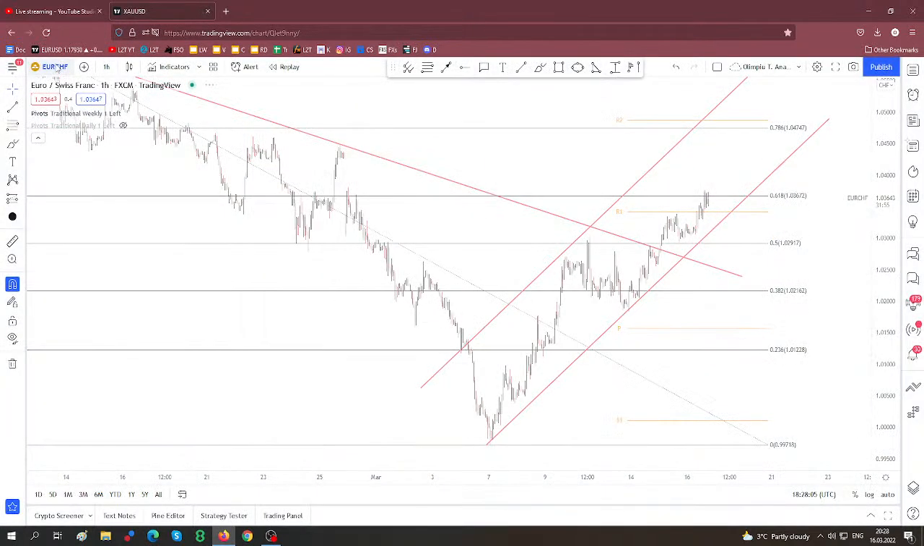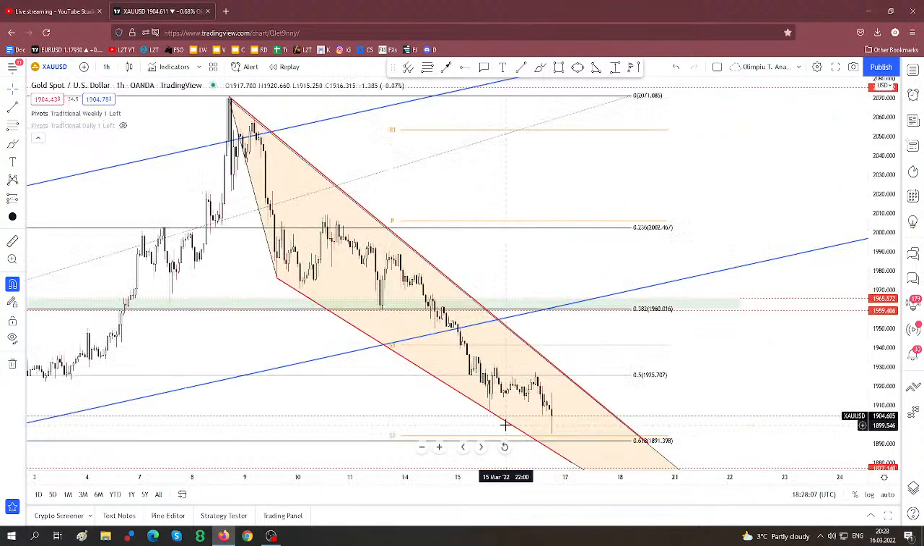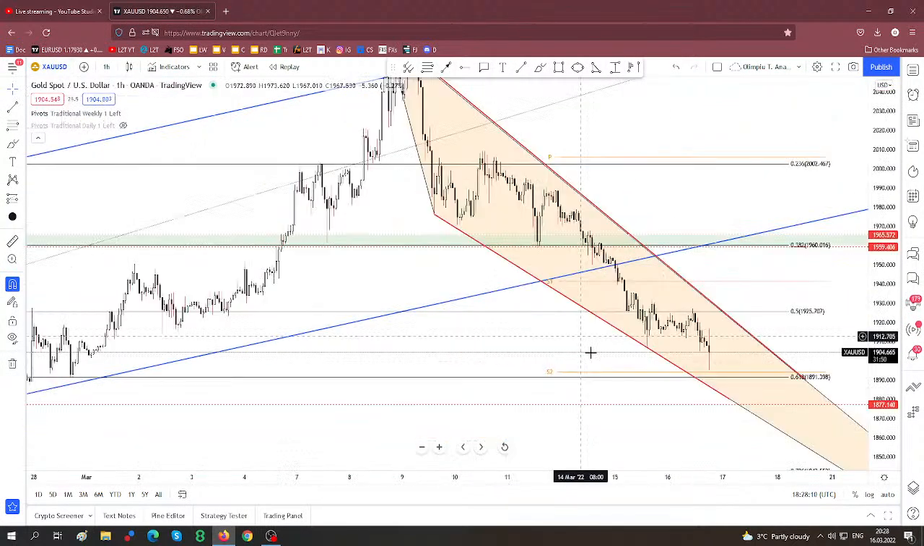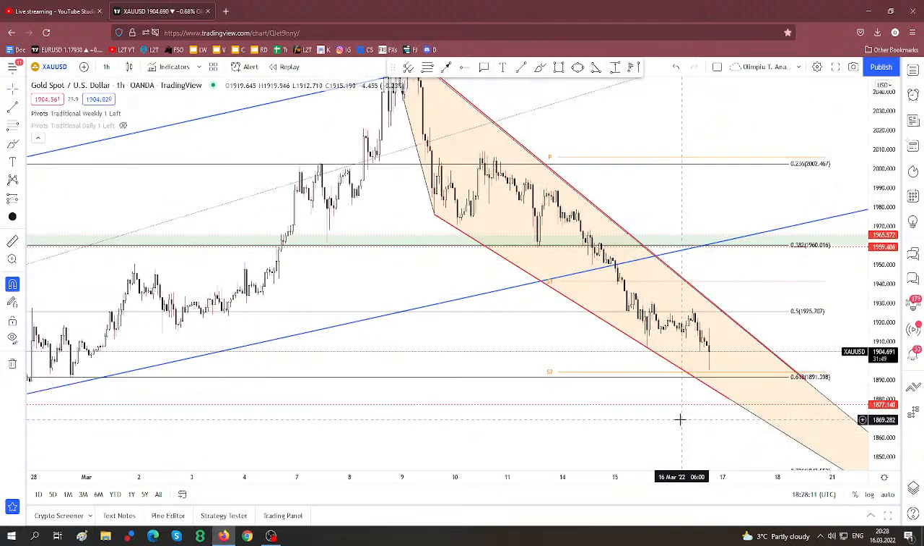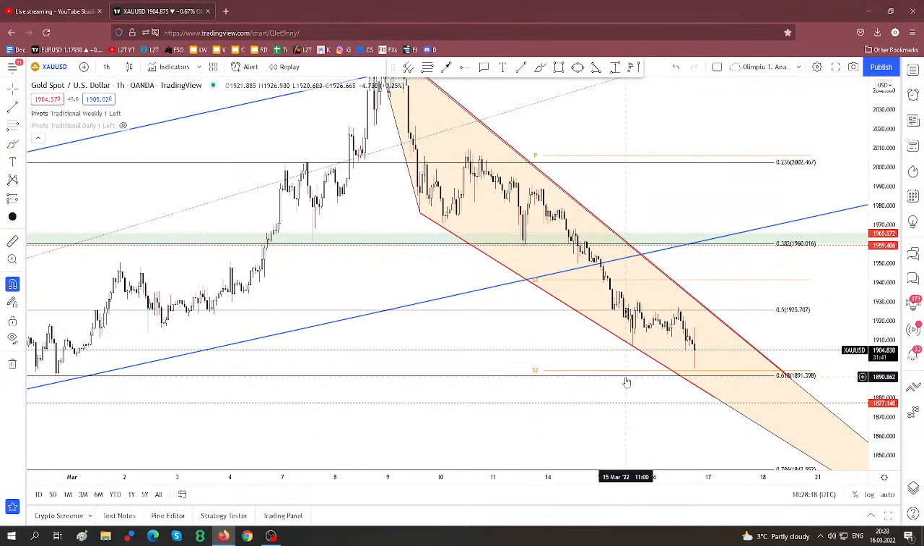Gold again. Yeah, as I said, guys, sharp movements in both directions. We have here the 61.8 retracement level, 1891.39 as support, the weekly S2 here.